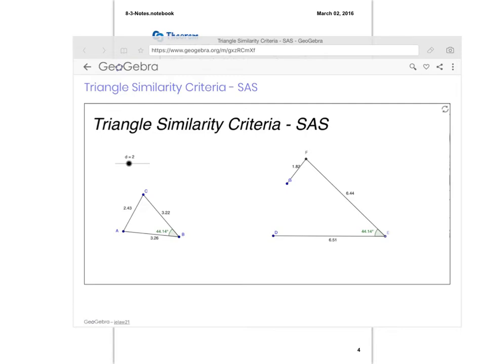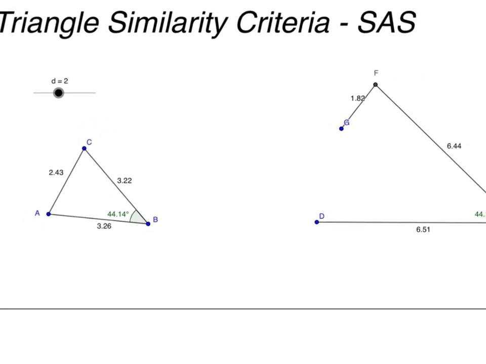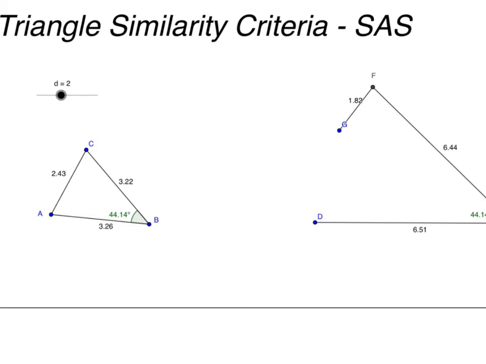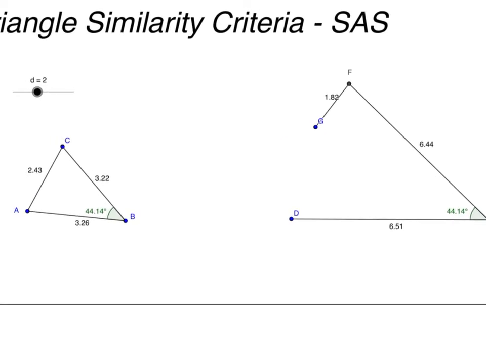So what's going on here? So we have 3.26 and 6.51. They're doubled. All right, got some rounding going on there. And so I've set the angles to be the same and the sides to be proportionate. All right, so the sides are the same ratio here. Okay, so the question is, is this going to be similar?